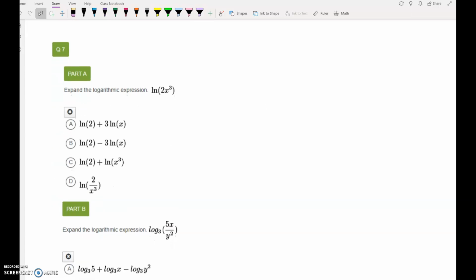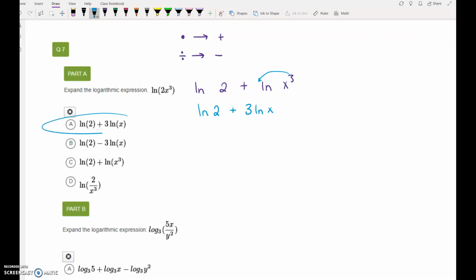Number 7, expand the logarithm. You need to remember that multiplication inside the log becomes addition between the logs. Division in the log becomes subtraction. So I typically do ln 2, ln of x to the third. There's multiplication in between them, so there's plus in between them. The other thing you need to remember is that exponents move in front of that term. So we are going to have ln of 2 plus 3 ln of x.